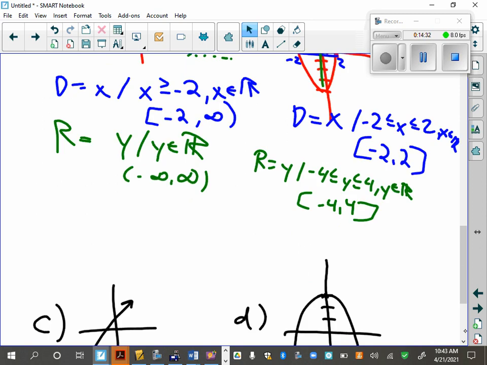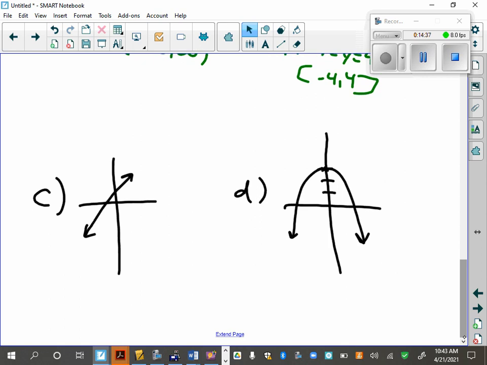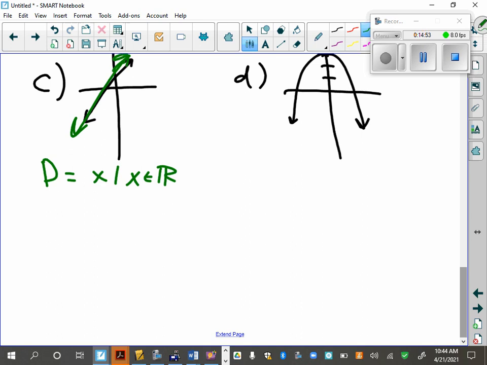C and D. Extend it. C goes forever left and right and goes forever up and down. So the domain and the range are almost identical. All values of x, such that x is an element of all real numbers. The range is all values of y. Anytime you have a straight line, as long as it's not horizontal or vertical, that's going to be the domain and the range. And of course, you can interval notation it up like that. Both the domain and the range.